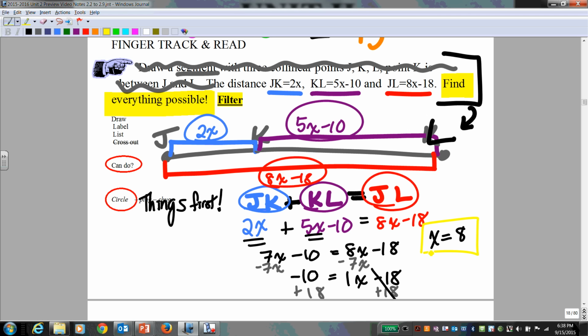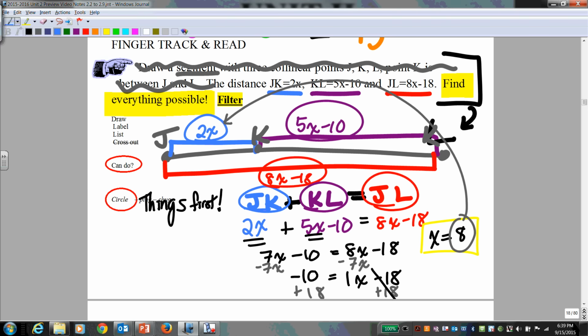Now, if this were algebra, you'd be done. You're like, yay, I solved for the variable. I am done. But this is geometry. You are not. You always ask yourself, is there anything else I can find after the variable? Well, let's see what we just found. We just found that x is 8. Looky there. That means I can plug that in. Let's go ahead and plug that in and see what we get.